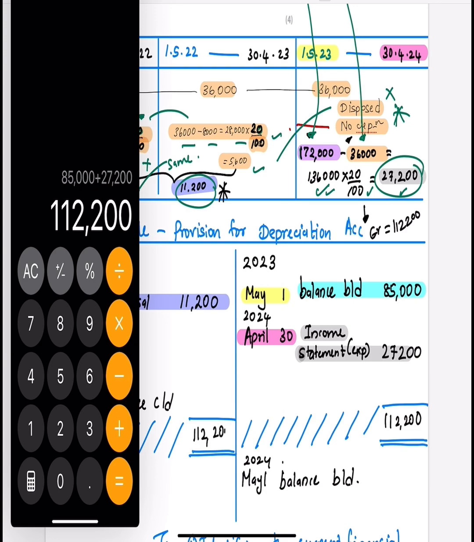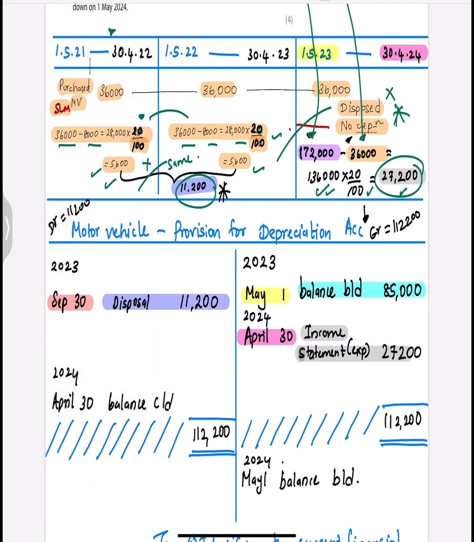Take away 11,200 from 112,200, which should give 101,000. This should be entered as at 2024 April 30th, balance carried down, 101,000. And the next date should be 2024 May 1st, balance brought down, 101,000.